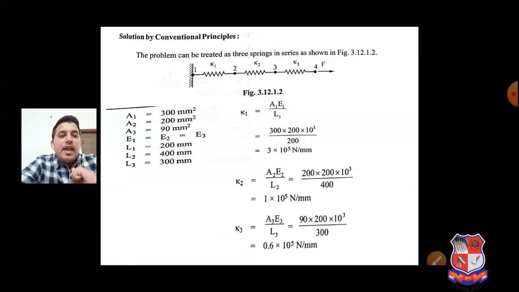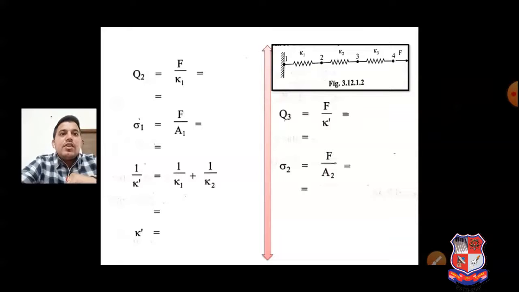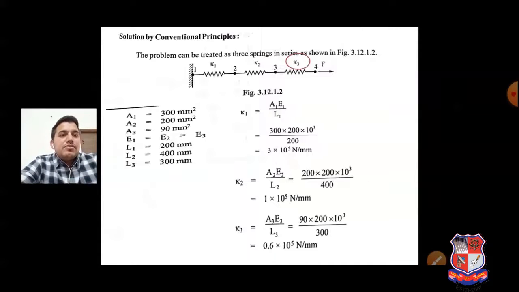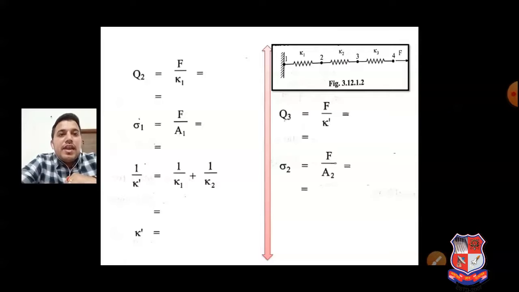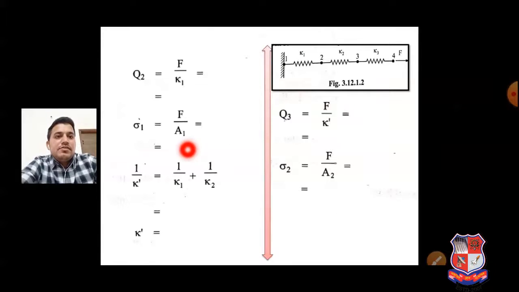Now we have to find the next step. It is the global stiffness matrix. Let's start with the global stiffness matrix. So we have to find the displacement at each and every place. As we learned, as per Kirchhoff's law, we have to do such kinds of formulations. So this is the formulation for the parallel and series kind of springs.